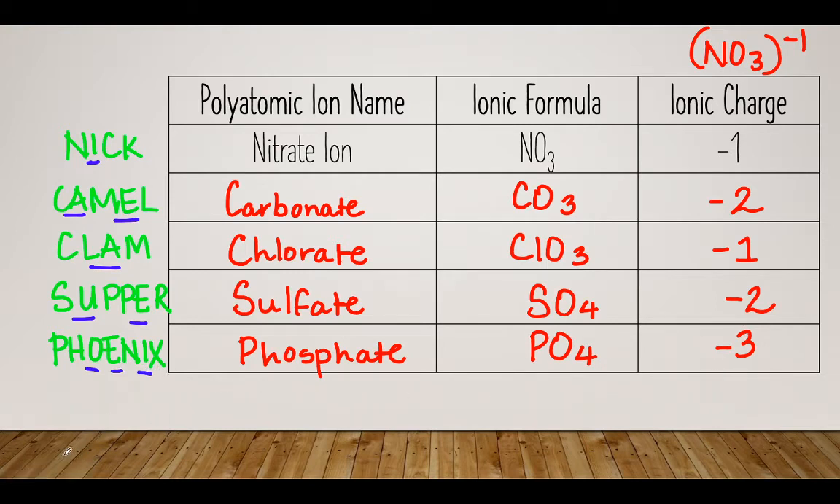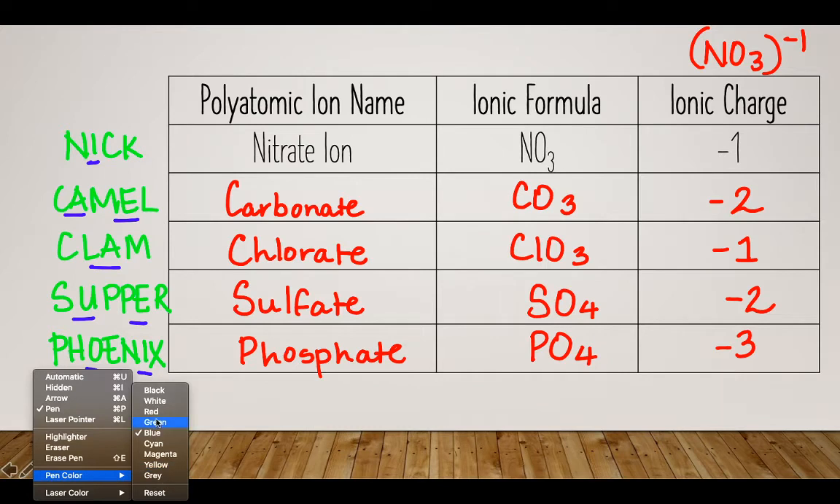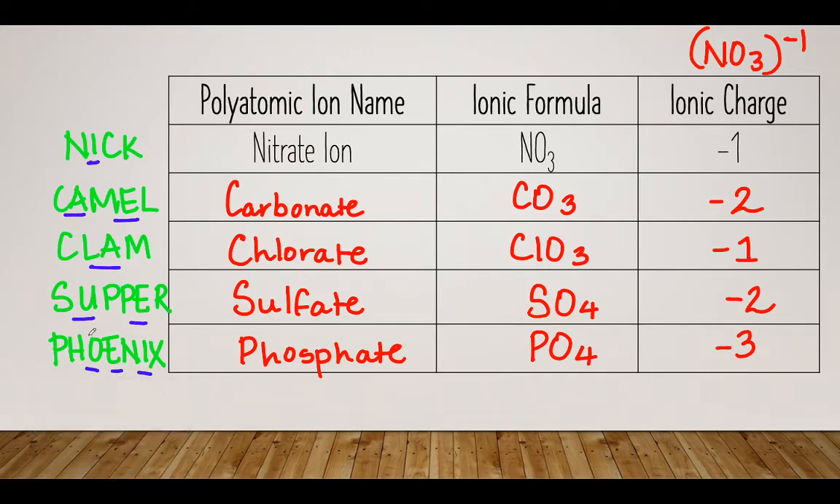On the other hand, if you take a look at the consonants, so those are the letters that are not the vowels, you would be able to identify the number of oxygens. So Nick, there's 3 consonants, so 3 oxygens. 3 consonants here, 3 oxygens here, same as this. Supper has 4 consonants, which means there's 4 oxygens. Phoenix also has 4 consonants, which means there's 4 oxygens in this as well. Okay, that's just an easy way for you to remember those.